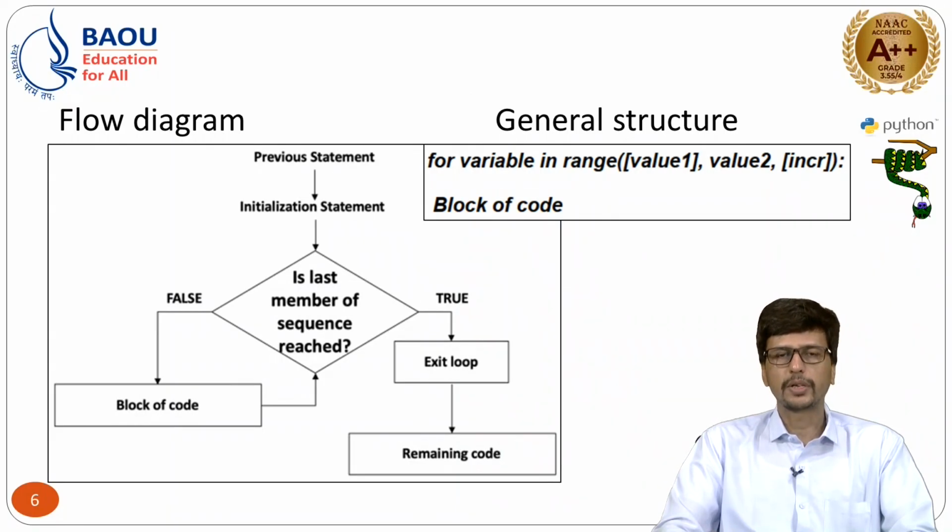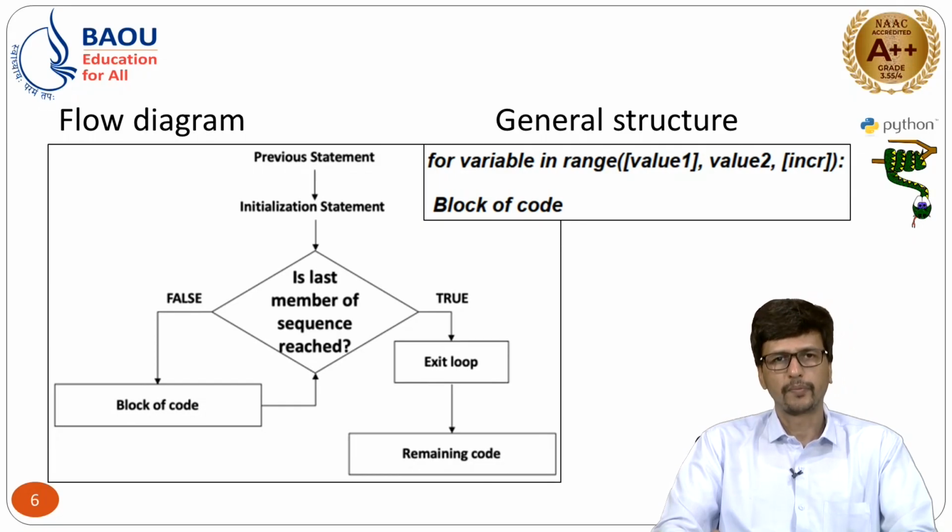Now that inbuilt function has multiple parameters. Here you see on the screen, basically three parameters are there. One parameter is value 1, the second one is value 2, and the third one is INCR, that is increment. So what does this indicate? First of all, from where you want to start. The value of the counter variable, which value you initially want to start from, you have to mention in value 1.